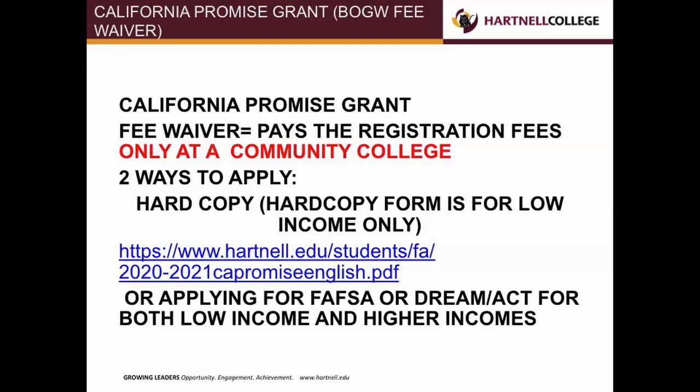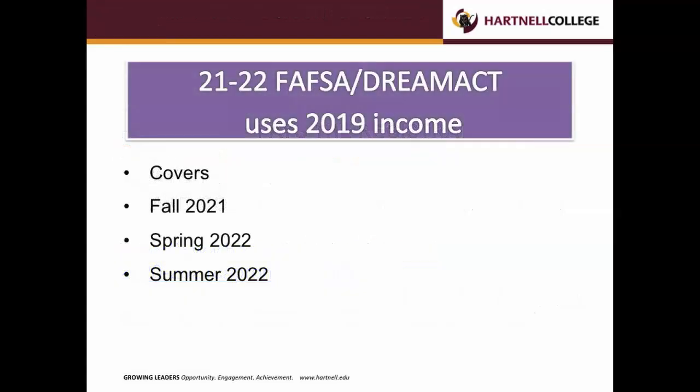There are two ways to apply: the hard copy that's available on our website, and also it's available in the FAFSA or the DREAM Act. So the 21-22 FAFSA or DREAM Act will be using 2019 income. It will cover fall 2021, spring 2022, and summer 2022.